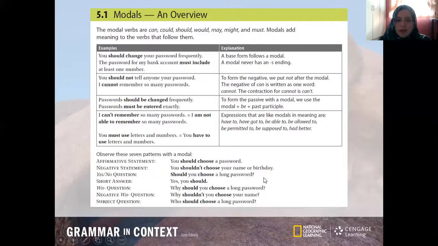So, I'm just going to repeat. If you look at all these 7 patterns with modals, you can clearly see that when you use a modal in the sentence, the main verb will always be in the base form. So that's it for the notes.